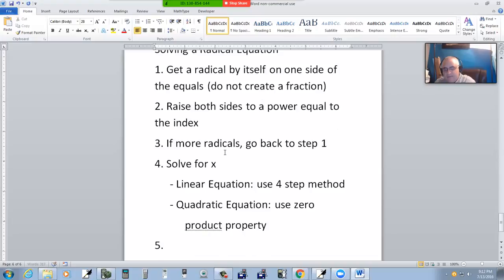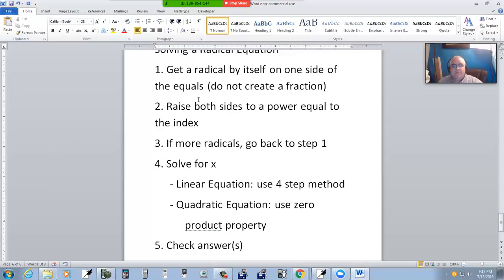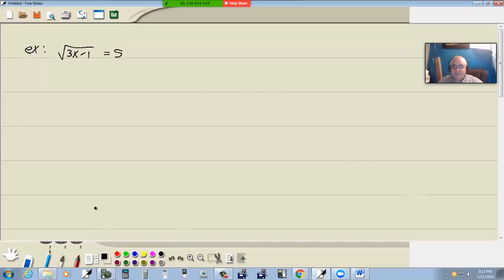And then step 5 is check your answers. This process gives you the correct answer, but it also gives you false answers sometimes. Say, we'll look at this simpler one in the interest of time. Step 1, get a radical by itself on one side of the equals. Well, this is by itself. There's nothing in front of it, there's nothing after it, we just got the square root by itself.